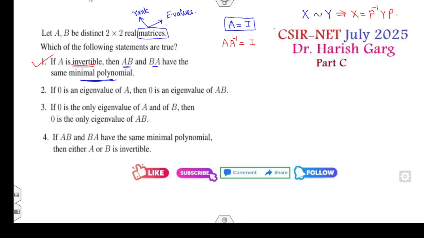Look at the second option: 0 is an eigenvalue of A.